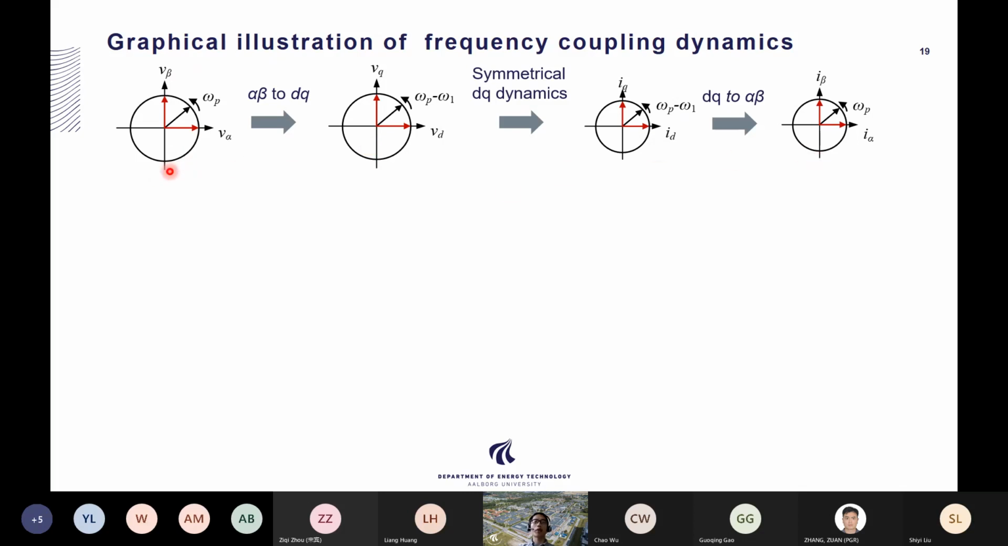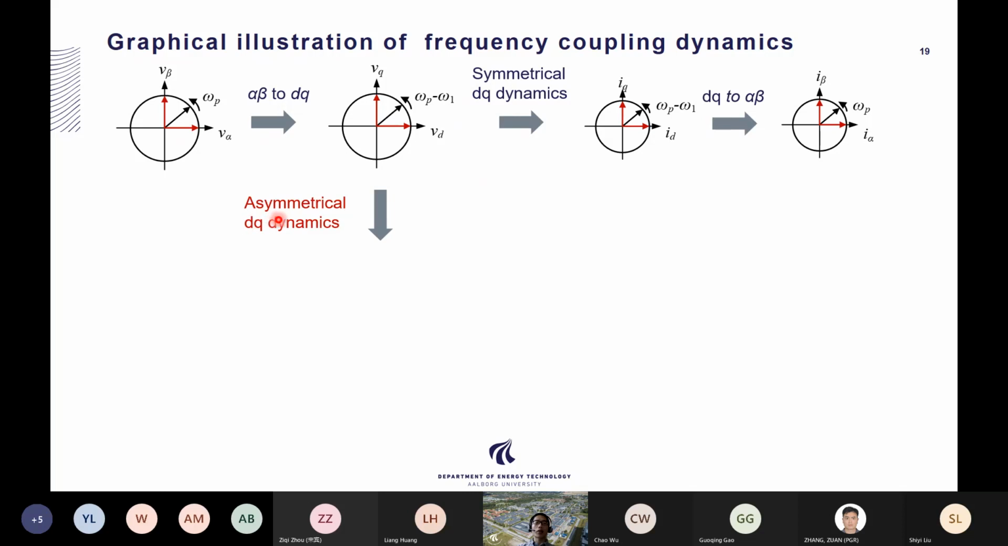And this phenomenon can be fully characterized by a single input, single output transfer function, the impedance transfer function, like what I showed in the previous slides. But please bear in mind, this conclusion is based on a pretty strong precondition, that the control dynamics should be symmetrical in DQ, but that is not true, as I mentioned before.